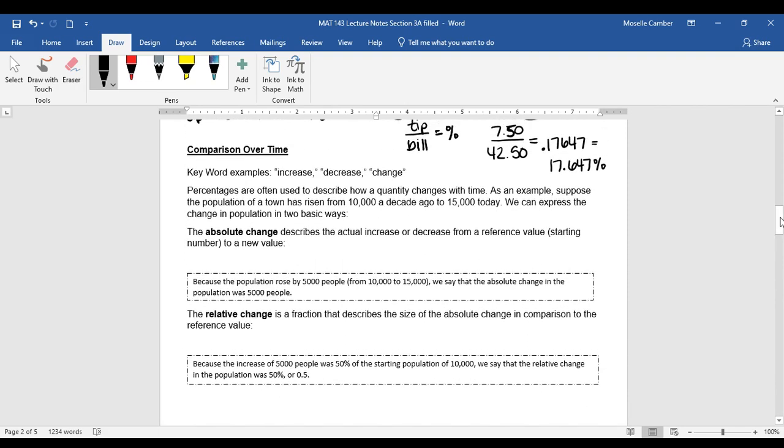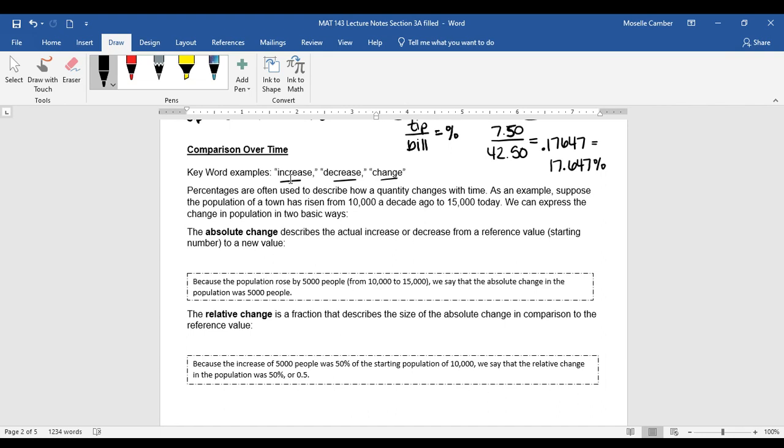So we can talk about comparison over time, like how something changes from one year to another, or we can talk about comparison between just two like things. So let's first talk about time. The key word for these problems is some sort of word that indicates that it changed, whether it's increase or decrease or the actual word change.